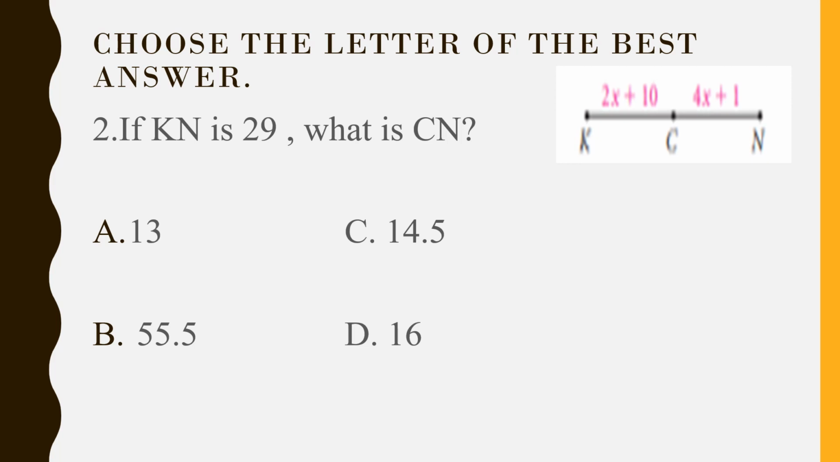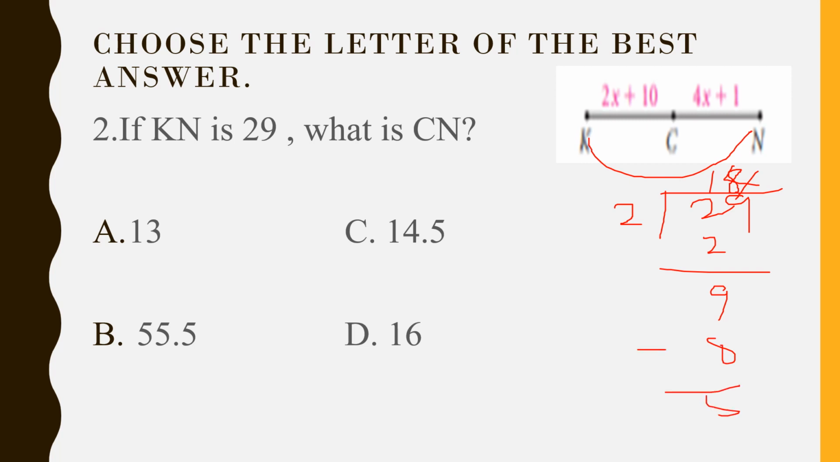So let's disregard first the one at the top. Let's analyze if this is 29. Since C is in the middle and CN is divided by 2, 29 divided by 2 is 14.5. The answer is C.